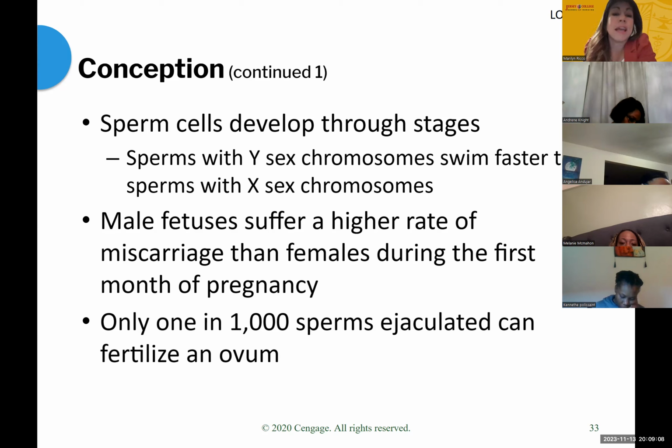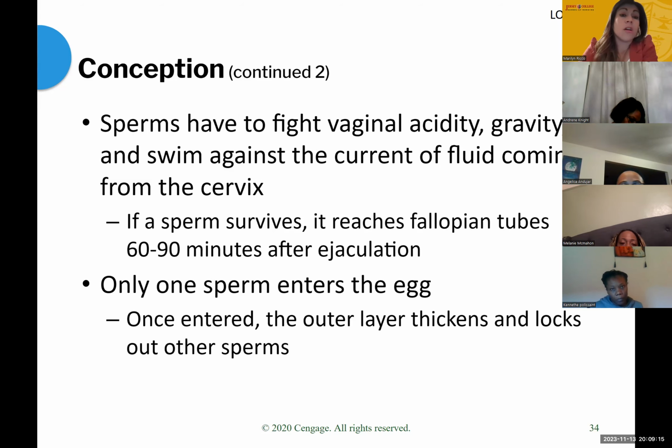Only 1 in 1,000 sperms ejaculated can actually fertilize an ovum. Sperms have to fight vaginal acidity, gravity, and swim against the current of fluid coming from the cervix. If a sperm does survive, it reaches the fallopian tube 60 to 90 minutes after ejaculation, and only one sperm enters the egg. Once entered, the outer layer thickens and locks out other sperms.